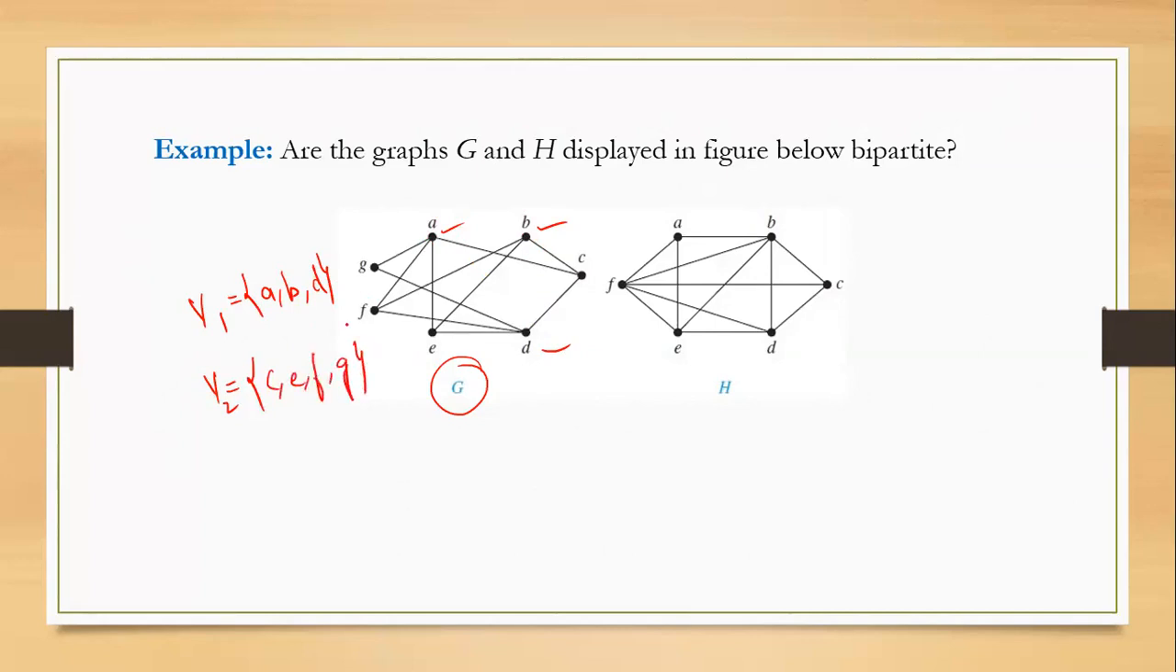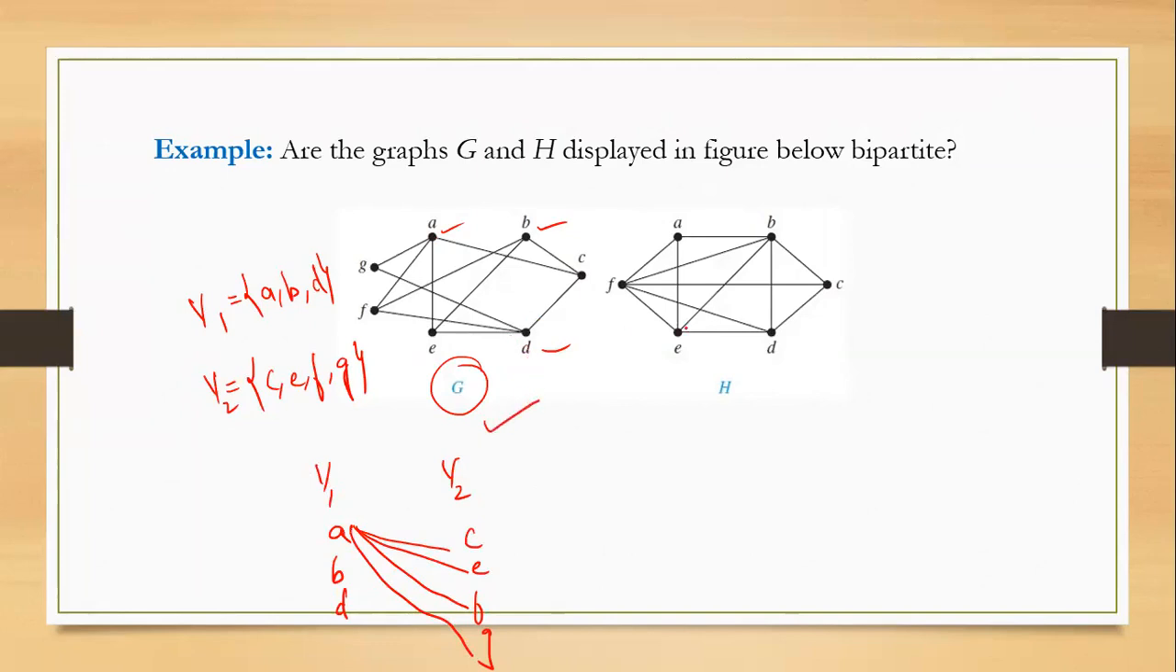Now if you notice, each edge of V1, if I am creating a graph in this way, A is connected to G, C, even F and E. So A is connected to all the four vertices of V2, but it is not connected to any of the vertices of V1. Similarly, you can check for all the other cases. So the graph G is a bipartite graph.